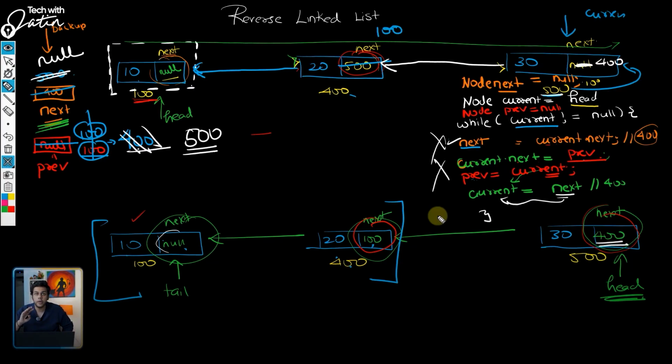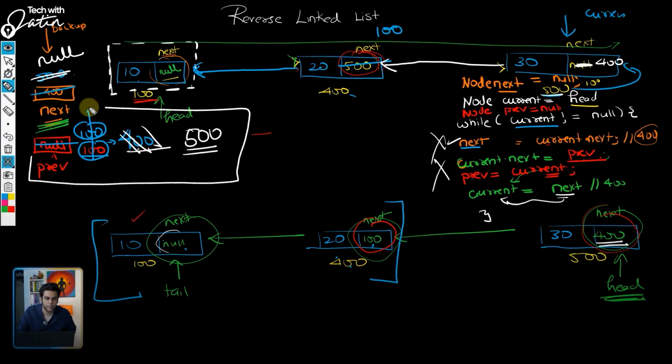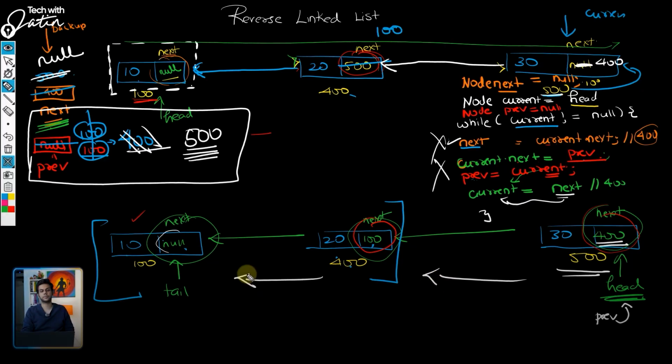So over here, my dear friends, what do you observe? The previous is having the value 500. So previous is going to act as the head for me. It is going to start the head for me. And your entire linked list is reversed. Very important code. I hope you have understood the logic, guys.